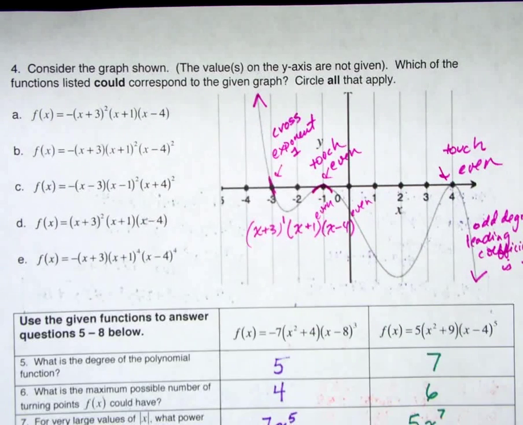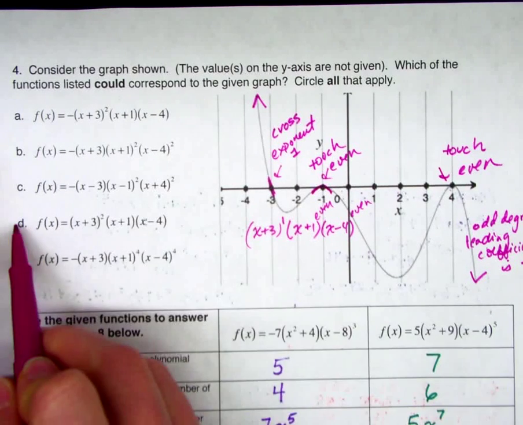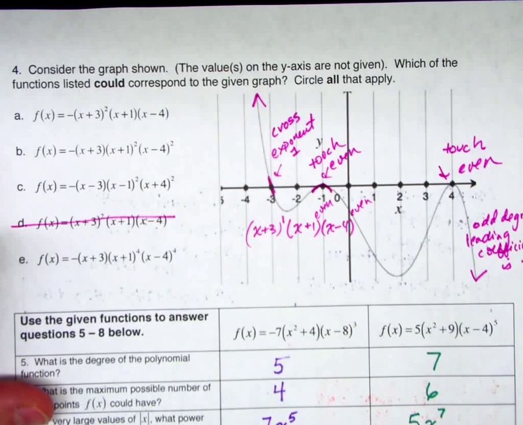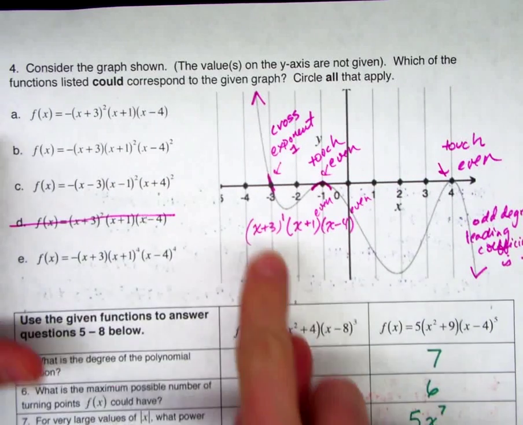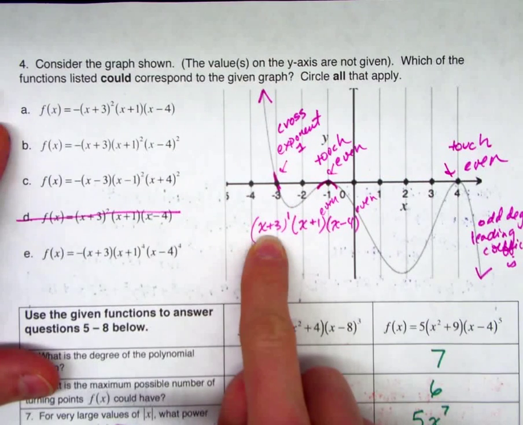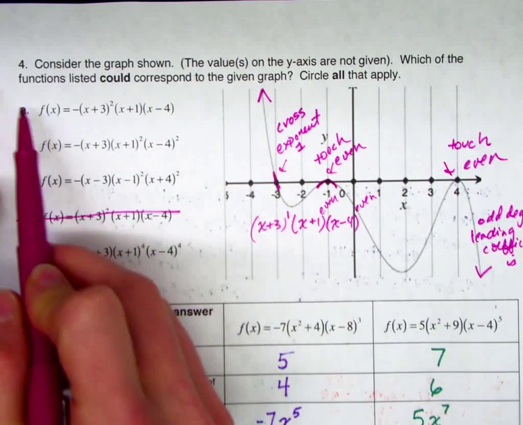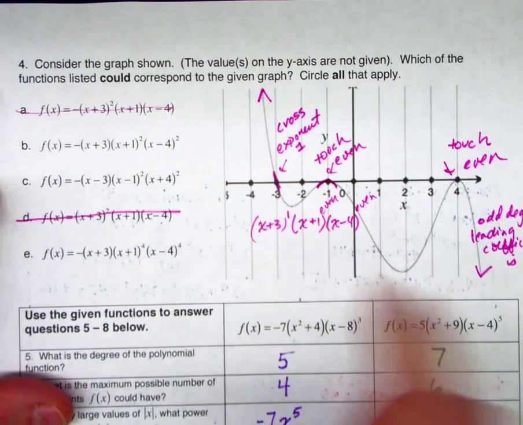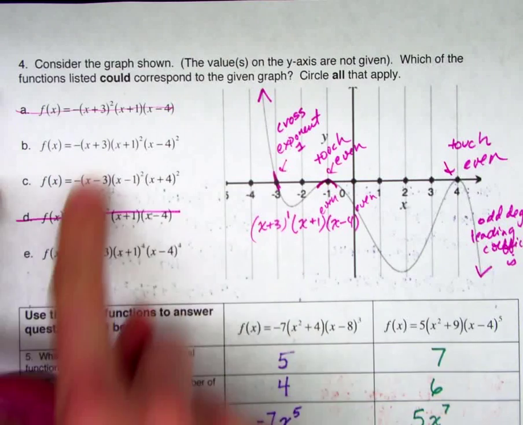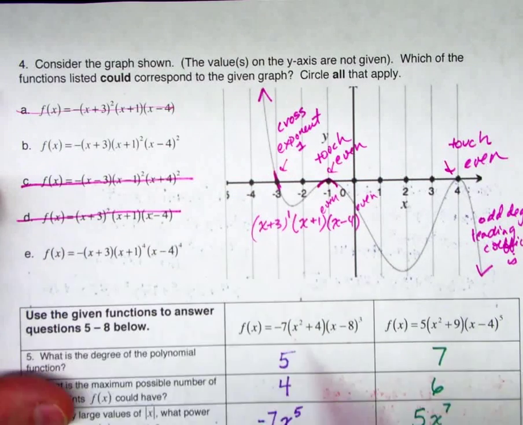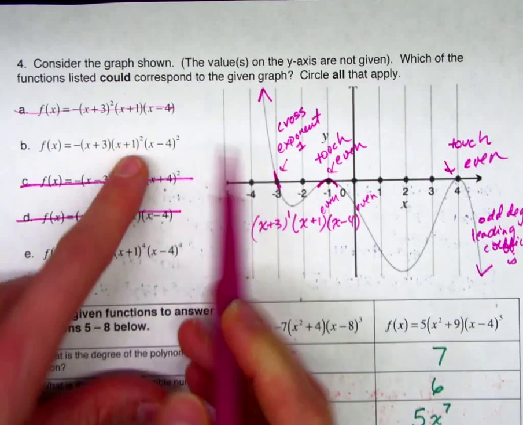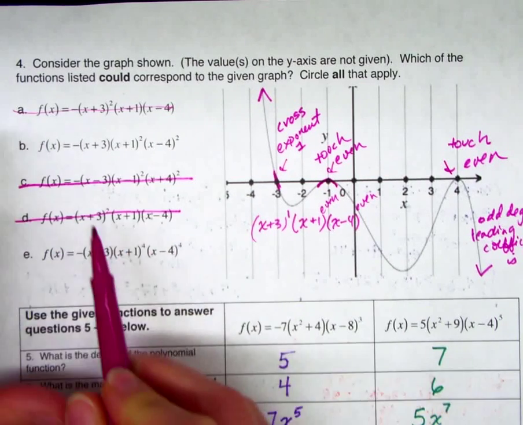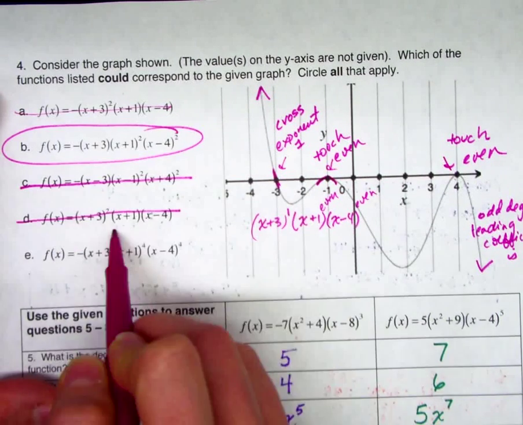Okay, so when we take a look then, that automatically gets rid of D because it has a positive leading coefficient. All right, we know x plus 3 has to be to the first power, so that will get rid of this one. We know the first term is x plus 3, so that gets rid of this. X plus 1 and x minus 4 are to even powers, so your answers are going to be B and E.